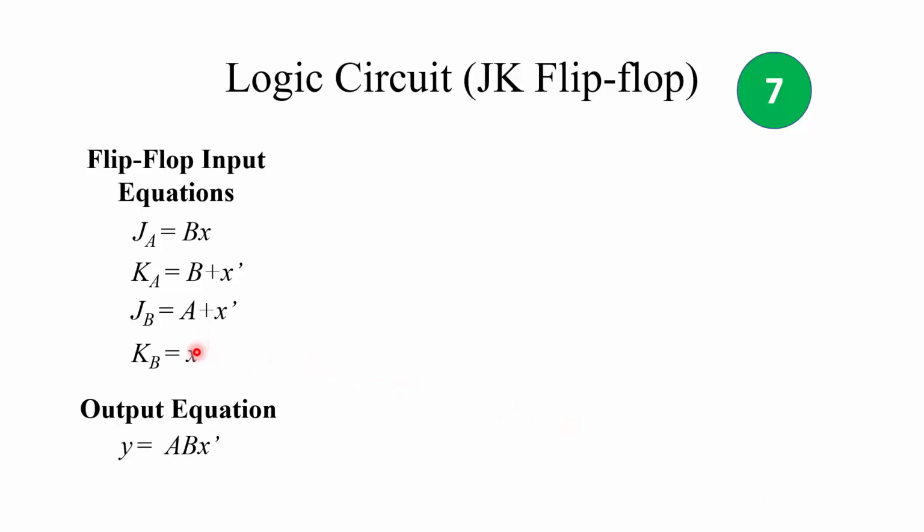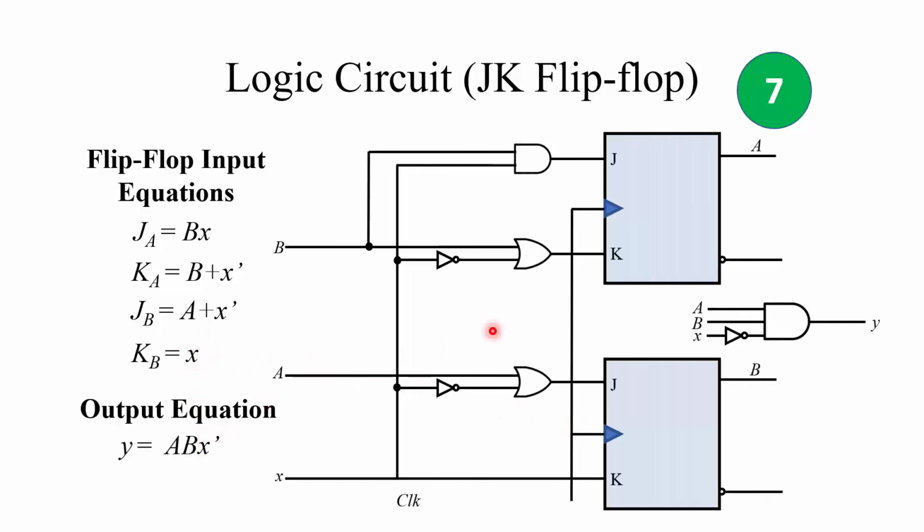Once we have the flip-flop input equations and the output equation, we can implement the circuit using JK flip-flops. Two JK flip-flops, as you can see, are used with the same state variables A and B. This is the logic that the flip-flop input equations implement. So for example, JA is B and X, KA is B and X complement, and similarly JB is A and X complement and KB is equal to X. And finally our output is similar to the D type implementation, A and B and X prime.